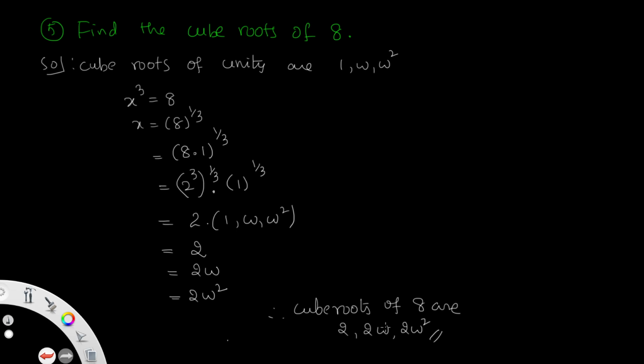Next go to question number 6, VSAQs. Questions 6, 7, 8, three problems are there, VSAQs. All of you please make a note. What is the question given? Find the cube roots of 8. That is 8 to the power of 1 by 3, 8 into 1 to the power of 1 by 3. 8 is nothing but 2 cube and 1 to the power of 1 by 3 is nothing but the cube roots of unity, 1, omega, omega squared. Multiply and simplify: 2 is one root, 2 omega is another root, and 2 omega squared is the third root. Therefore the cube roots of 8 are 2, 2 omega, 2 omega squared.